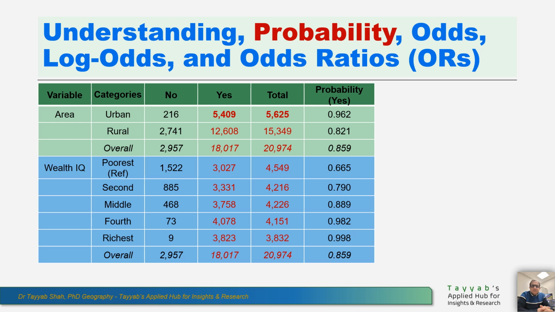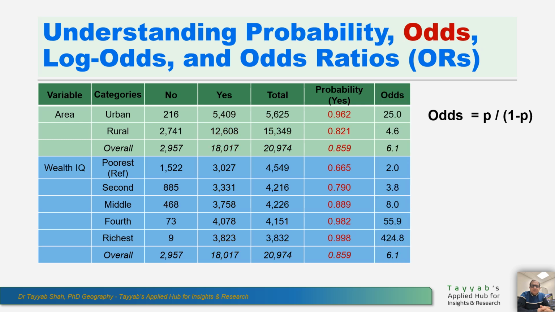And this is happening in all those categories we have in both variables. So once we calculate the probability, the next formula is where you use odds: probability p over 1 minus p. So this is the outcome when you put those values in the formula. So you will get the odds of this one.